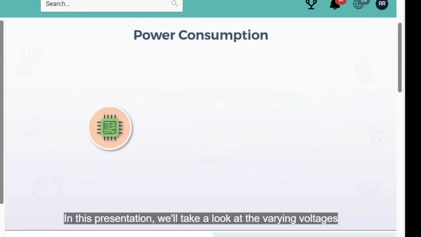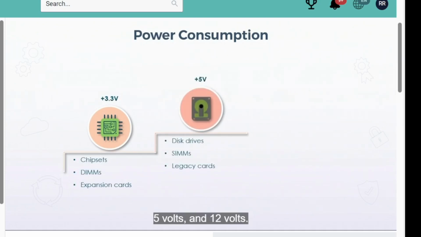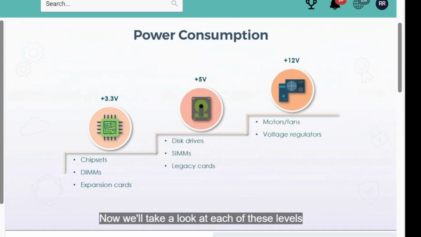In this presentation, we'll take a look at the varying voltages that can be delivered by a power supply, and they commonly include 3.3 volts, 5 volts, and 12 volts. Now, we'll take a look at each of these levels in greater detail in just a moment, but down at the lower levels, around 3.3 volts, this is typically the level of power required for the various chipsets on a motherboard, your dual inline memory modules, or your RAM, and most modern expansion cards.